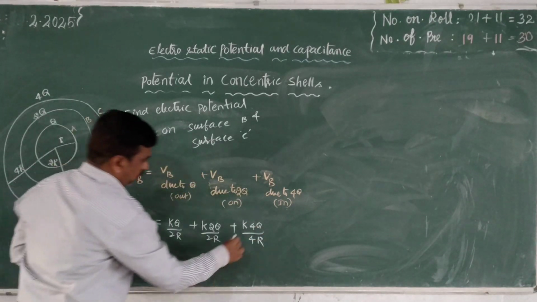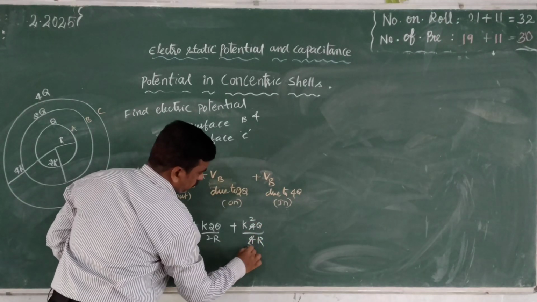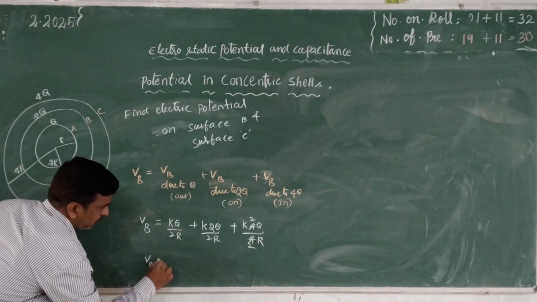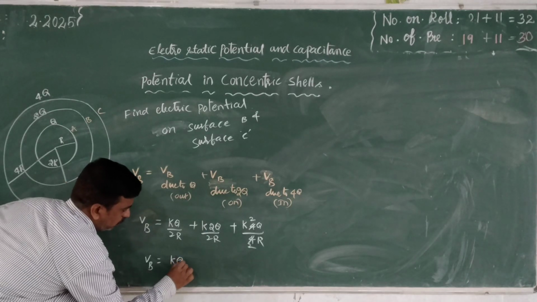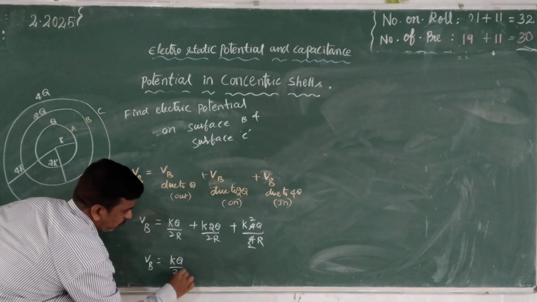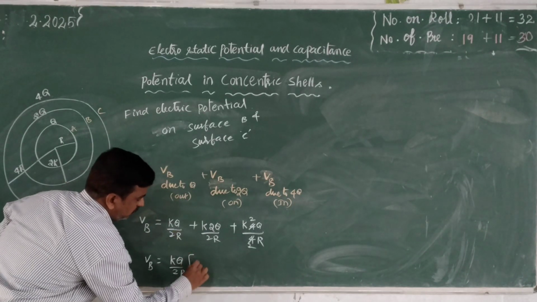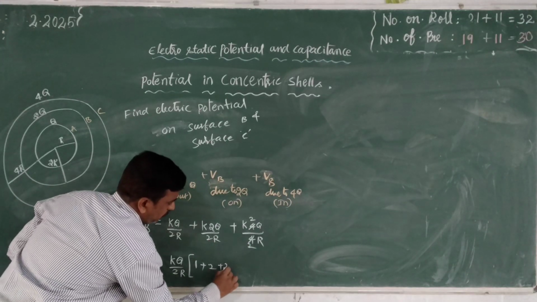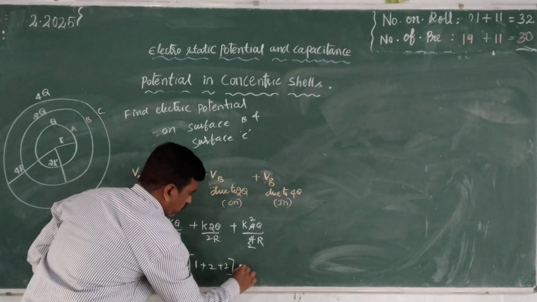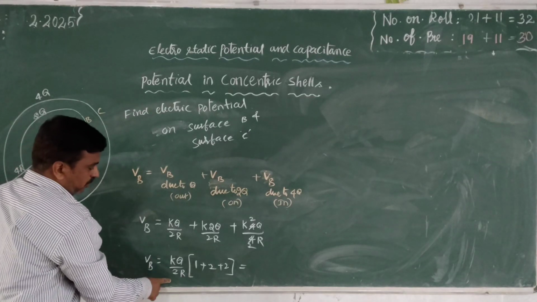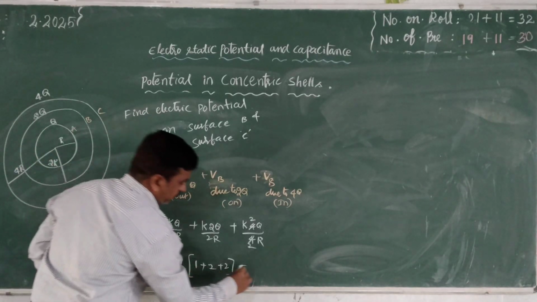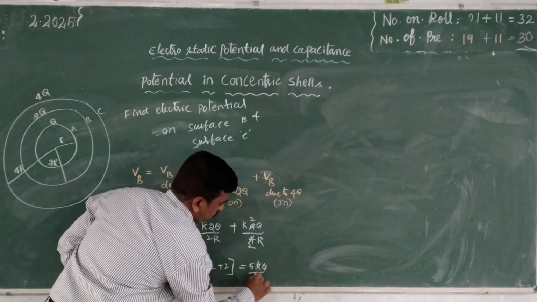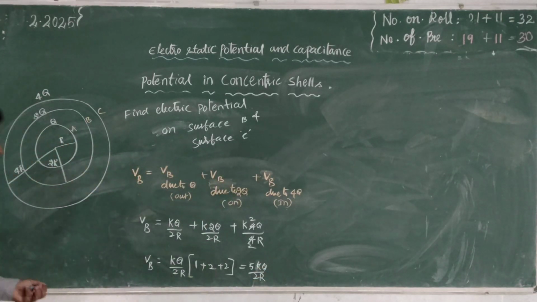Here the denominators are the same, two twos. I write the potential on B equal to kq by 2r common, and now what do we get? 1, 2, 2. So the potential on B equal to kq by 2r times (2 plus 2 is 4, plus 1 is 5), that is 5kq by 2r. It is the potential on surface B.